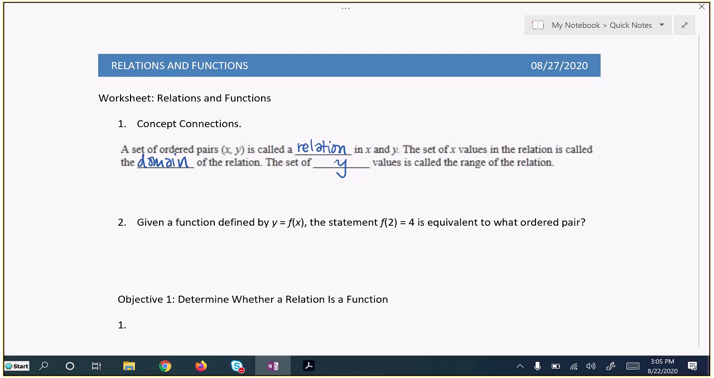Okay. Question 2. Given a function defined by y equals f of x, the statement f of 2 is equal to 4 is equivalent to what ordered pair? So this is making sure that we understand our function notation. The way that we read f of 2, it basically means if 2 is the x value and I'm inputting 2 into the function f, then the output y is going to be 4. So the ordered pair is x is 2, y is 4.